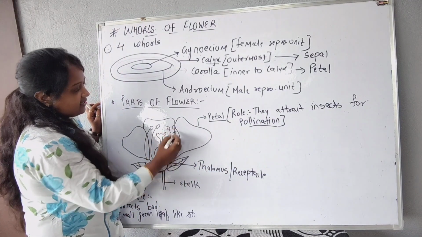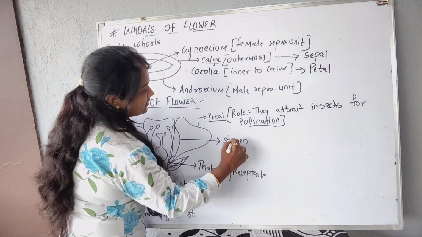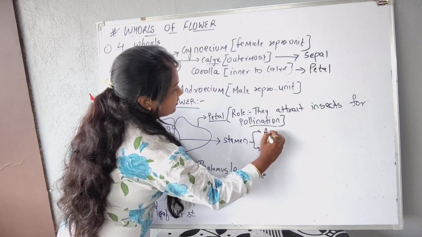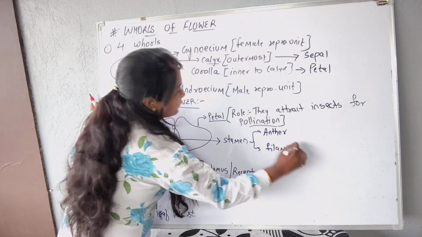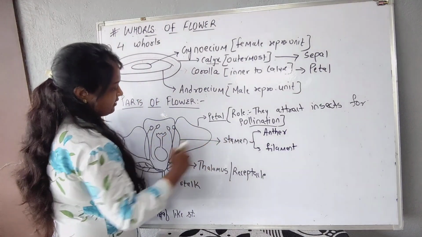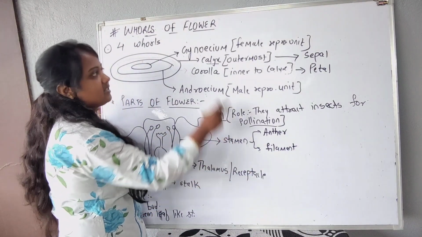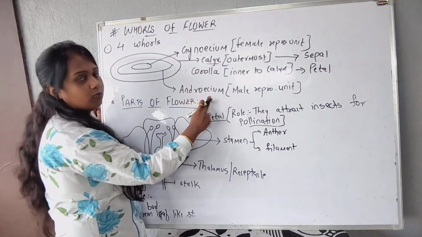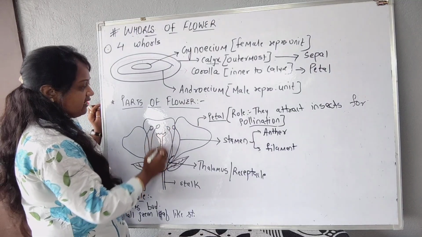Then, this is the stamen. Stamen has two parts: anther and filament. The top portion is the anther, and this stalk is the filament. Stamen is the male reproductive unit and its whole whorl is called androecium. The centermost you can clearly see here.